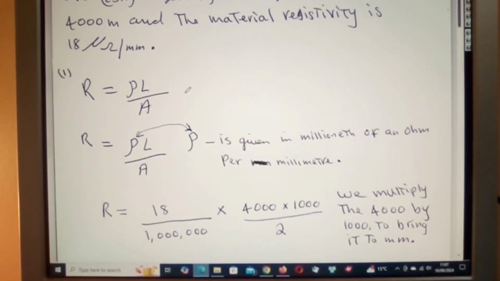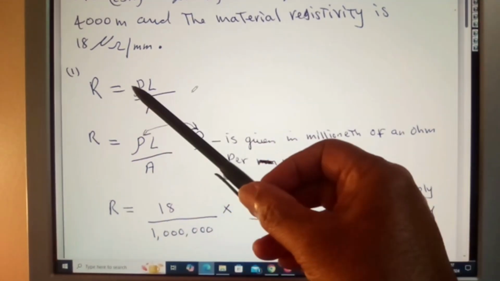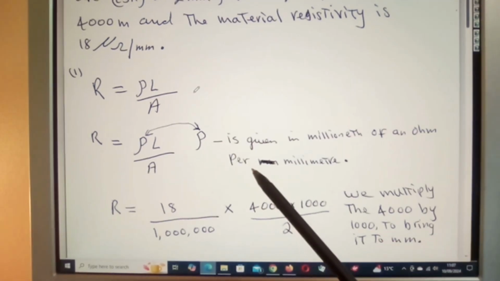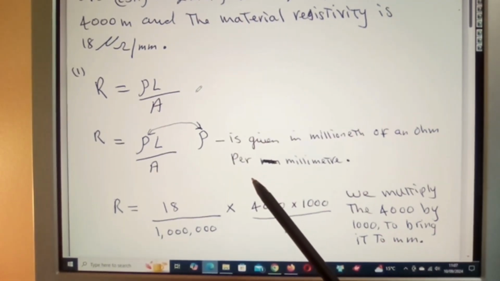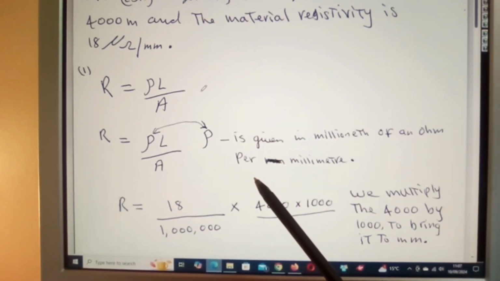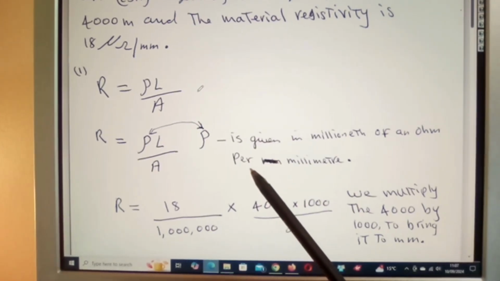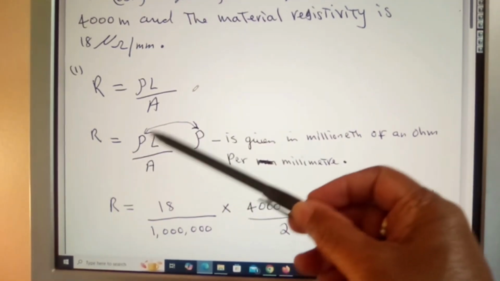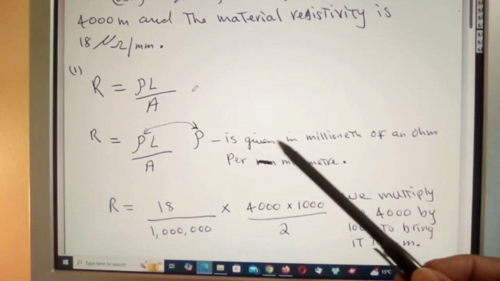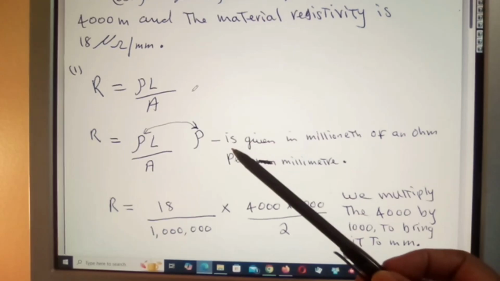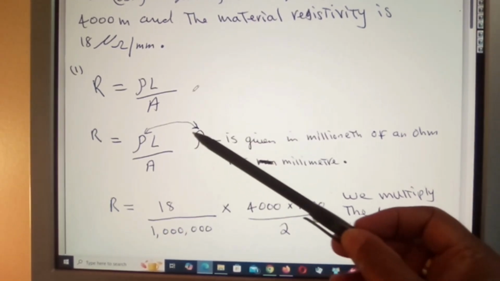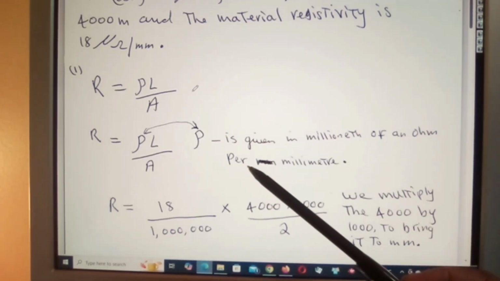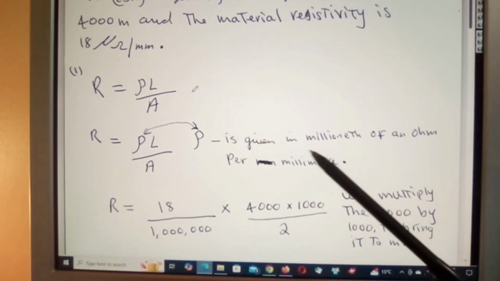Now using R equals rho L over A, we need to find, bear with me for a moment, just make sure I get this the right way around. R equals rho L over A. Rho is given in millionths of an ohm per millimeter. Now that's my interpretation.